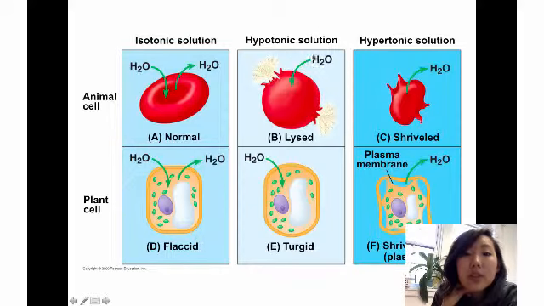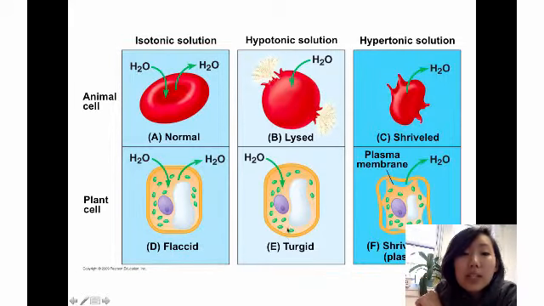Hypotonic solution, that's when there's less solutes on the outside than there is on the inside. And so remember, if there's less solutes on the outside, that means the water is going to want to rush inside the cell to make the concentration levels about equal. Now, when water rushes inside the cell, for an animal cell, that's really bad. It gets too full, and then the cell actually bursts, and it's called lysed.